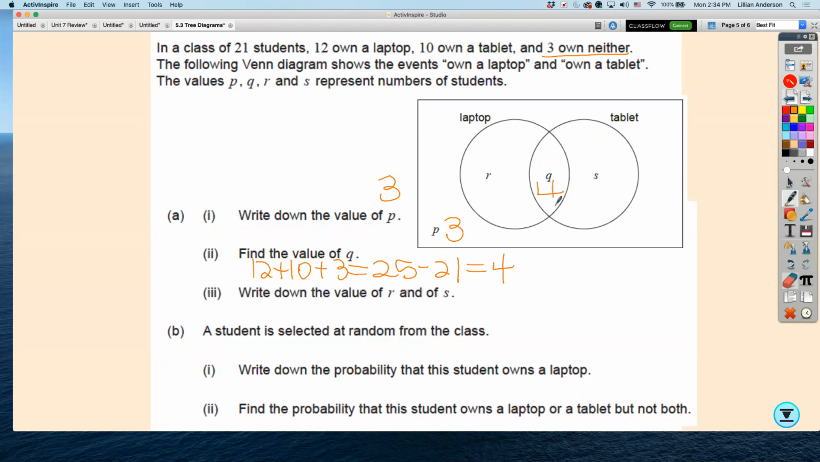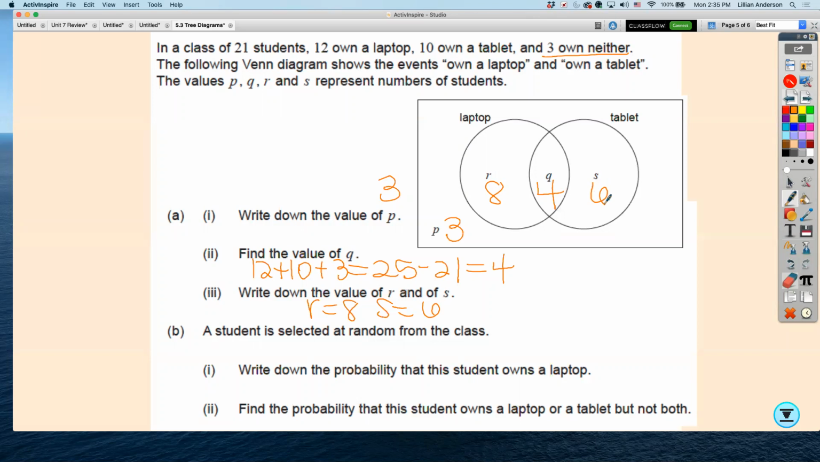So Q is 4, which means that R has to be what? 8. And S has to be 6. Okay. You say that fast. All right, and you can always check yourself by adding up all 4 regions. 3 plus 8 plus 4 plus 6 does indeed equal 21.